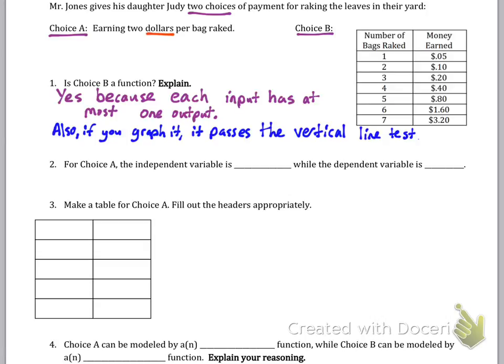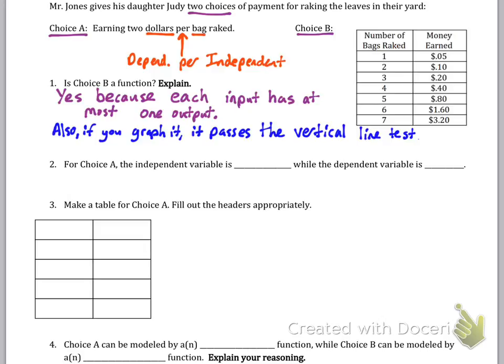So let's see here. For choice A, the independent variable and the dependent variable, we need to figure out a sentence that uses the word depends. Some people struggle with that, and so I want to show you another little trick. You see how it says dollars per bag? That "per" right there in the middle is a good indicator that there is a rate of change going on, a unit rate. And the little trick is, if you have something per something else, you almost always have the dependent variable per the independent variable.